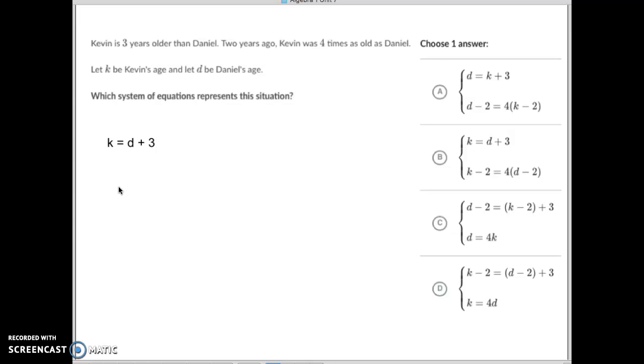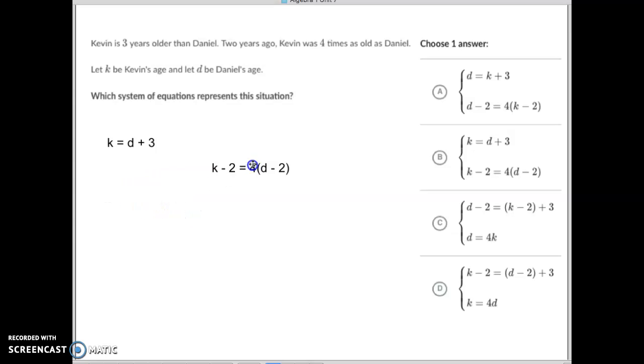Now, the second part about this. Kevin was 4 times older than Dan 2 years ago. So if you take 2 years ago, whatever Kevin's age is now, 2 years ago he was 2 years younger. And Kevin's age then was 4 times Dan's age. But that was Dan's age 2 years ago, not his age now. His age 2 years ago was D minus 2. So Kevin's age 2 years ago is 4 times Dan's age from 2 years ago.